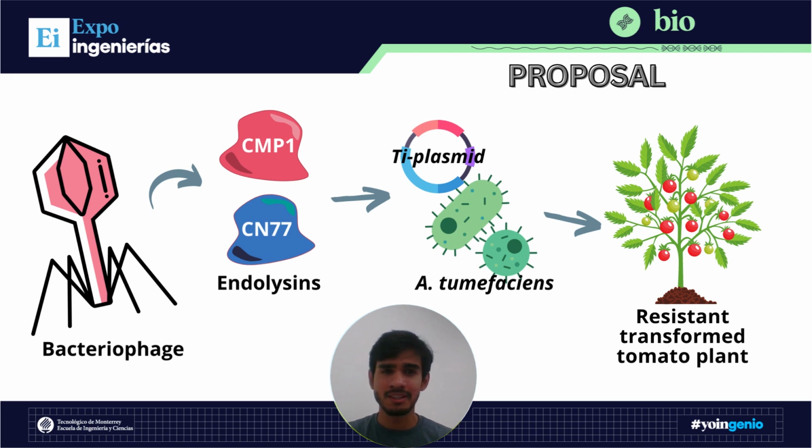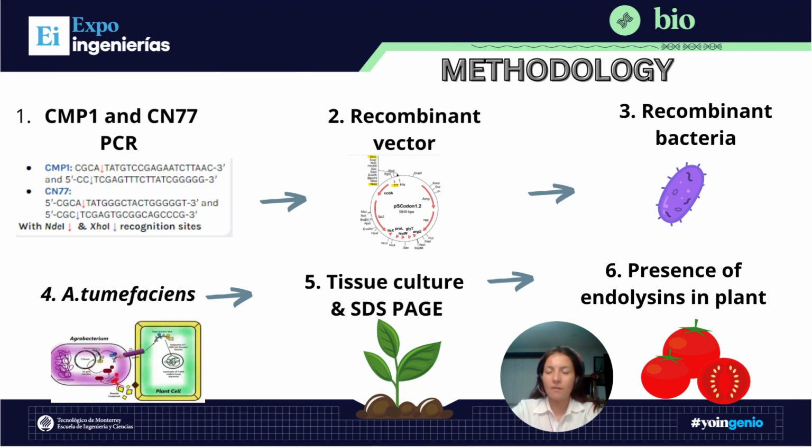Cloning these pest-specific enzymes into a plant transforming system will confer resistance to the infection to the resulting plant without the need of antibiotics. The methodology involves, firstly, endolysins PCR. After that, and with the appropriate restriction enzymes, the construction of the recombinant vector has to be carried out. And eventually, a recombinant E. coli has to be created with the novel lytic genes, since these properties have been reported to be successfully expressed in this bacteria.